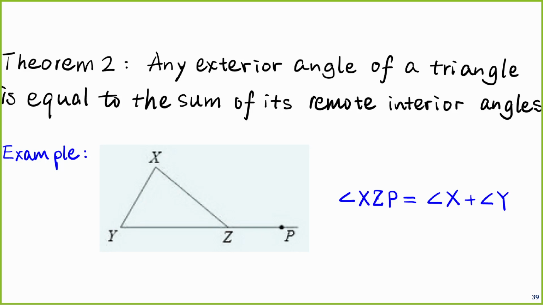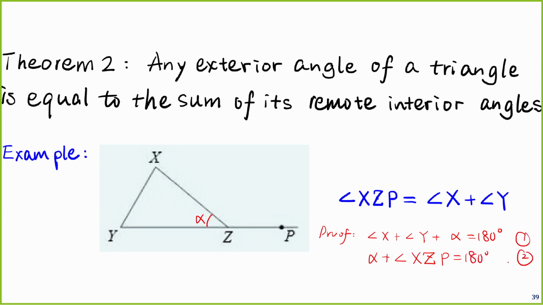Okay, good. How about Neil? Yeah, so here, I'm gonna give you my proof. You can compare yours with mine, okay? So I'll write it here, proof. So we know angle X plus angle Y plus alpha, alpha is here, equals 180 degrees. And also we know alpha plus angle XZP is also 180 degrees.